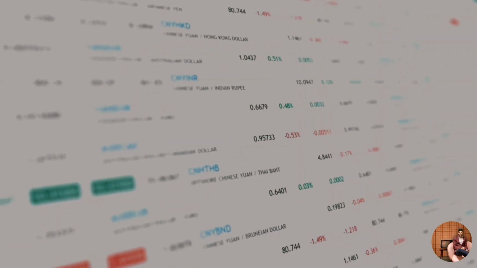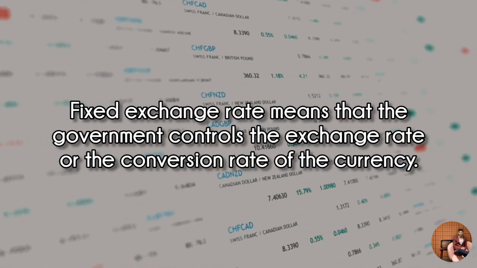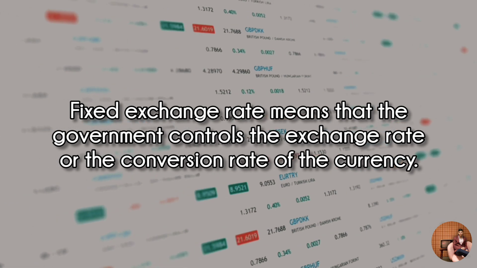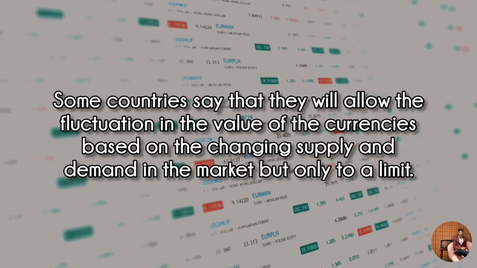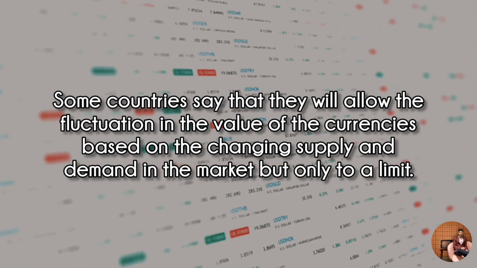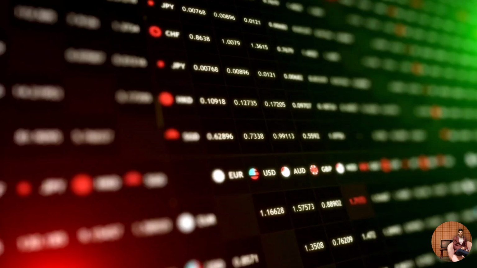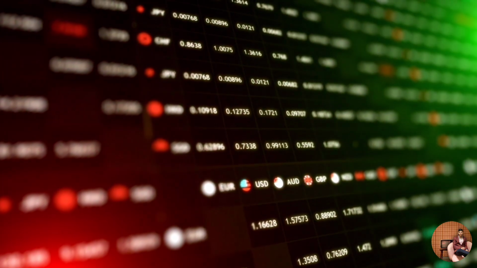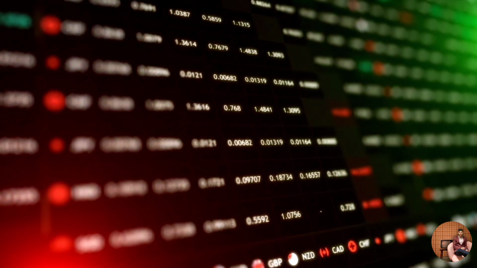Second type of exchange rate is fixed exchange rate. Fixed exchange rate means that the government controls the exchange rate or the conversion rate of the currency. And the third type of exchange rate is managed exchange rate. Some countries say that they will allow the fluctuation in the value of the currencies based on the changing supply and demand in the market, but only to a limit. They will set a limit that the value of the currency cannot fluctuate more than 1 to 4%. So in this system, exchange rate is neither fixed nor free.